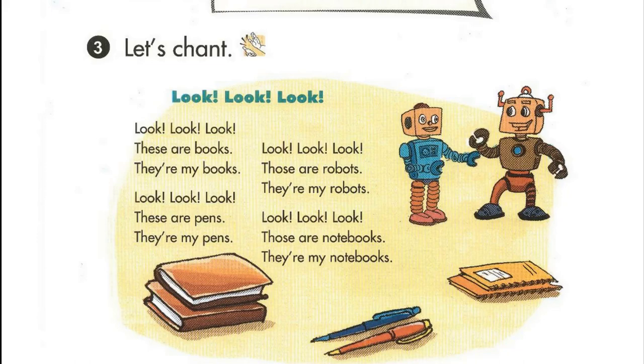Page 56. Lesson 3. Activity 3. Let's chant. Look, look, look. 1, 2, 3, 4. Look, look, look, these are books. They're my books. Look, look, look, these are pens. They're my pens. Look, look, look, those are robots. They're my robots. Look, look, look, those are notebooks. They're my notebooks.